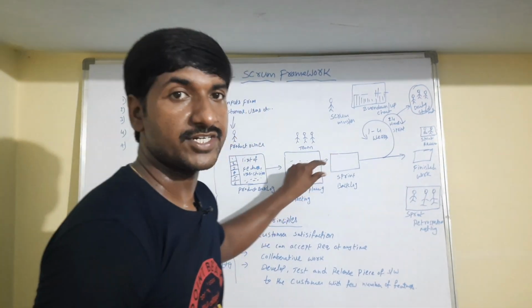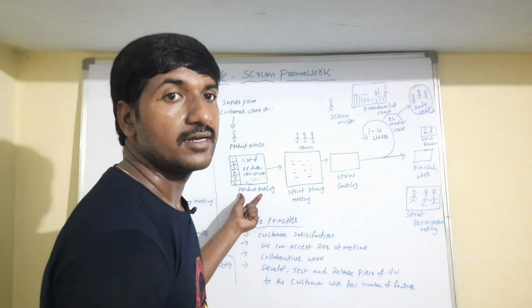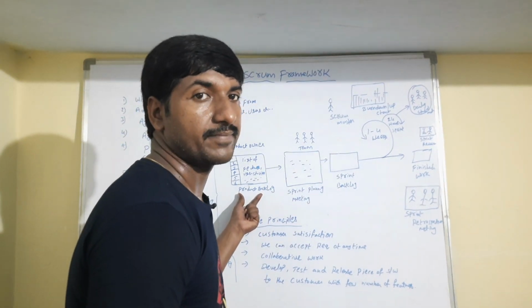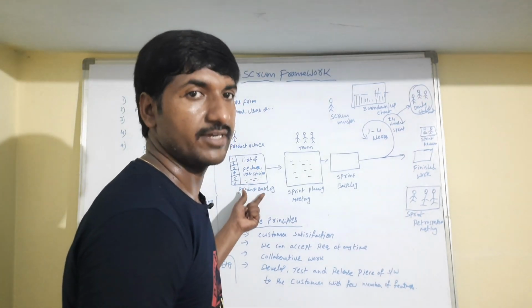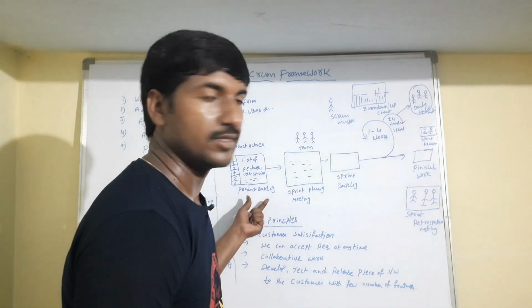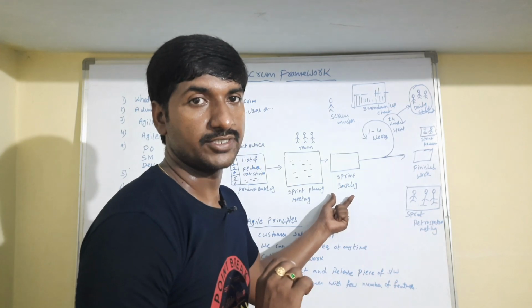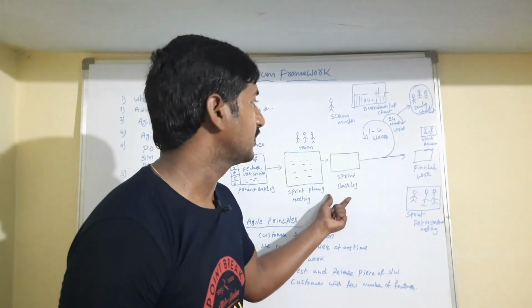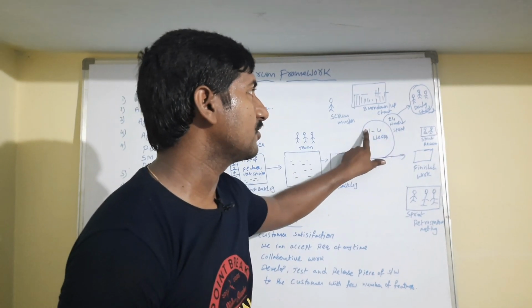See guys, the main difference between the product backlog and the sprint backlog: in the product backlog, all the requirements, all the user stories, and all the features are available. But in the sprint backlog, only the committed user stories or features are available. Okay, and then the sprint will start.